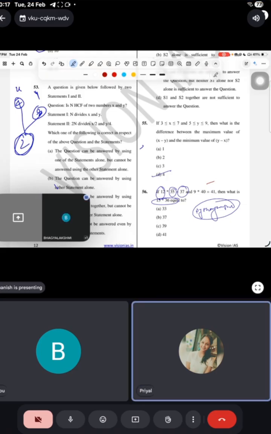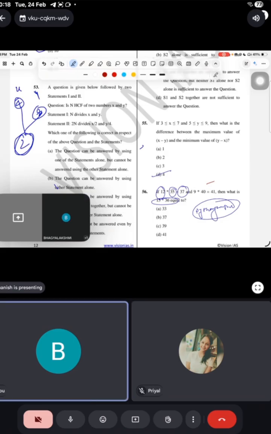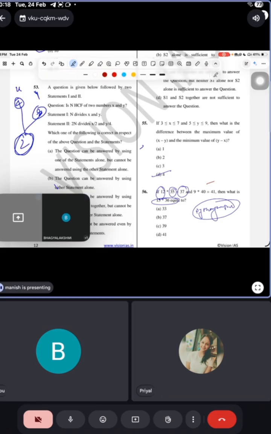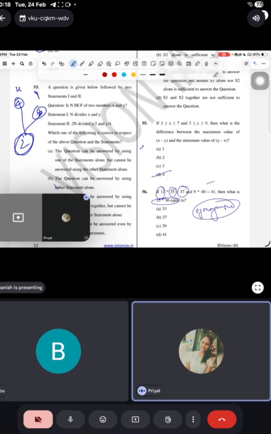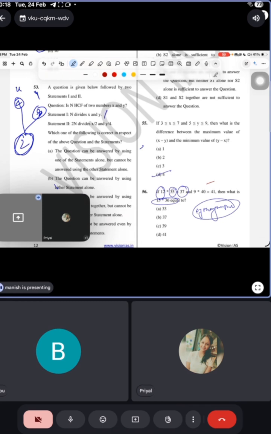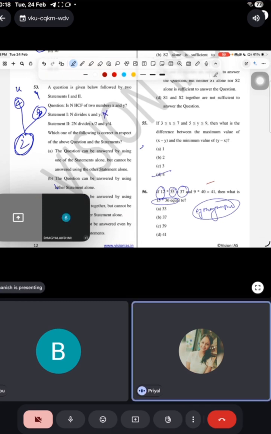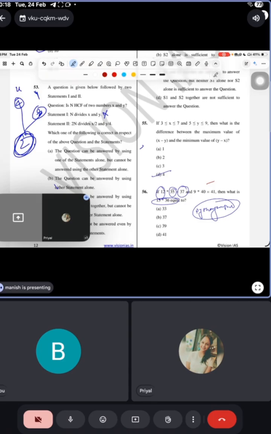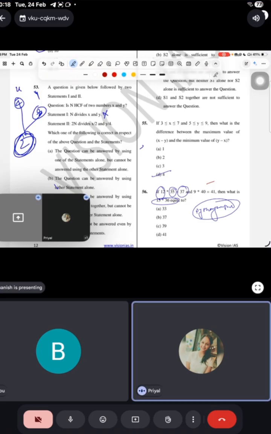Highest. No, 4 is there. I repeat, is 2 the HCF of 4 and 8? 4 is there. So statement 1 is not sufficient, because 2 is a factor but not the highest common factor. So guys, there is actually a trap.